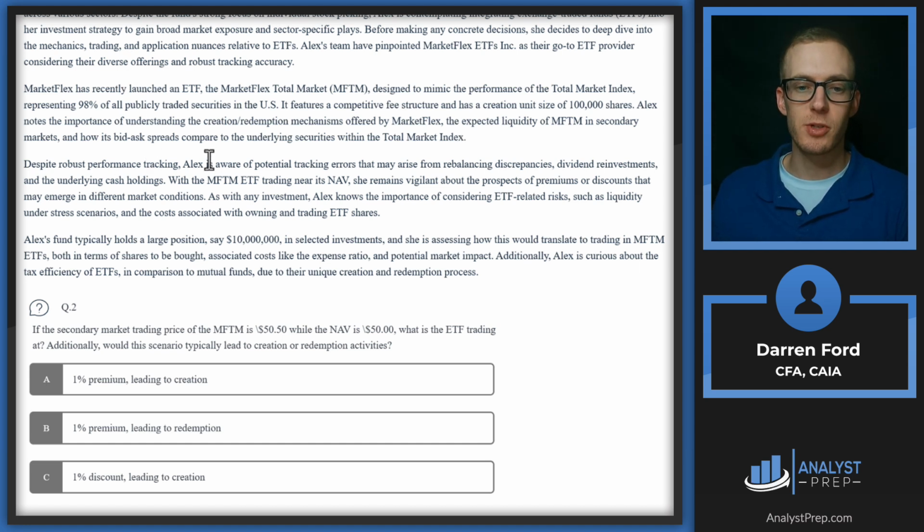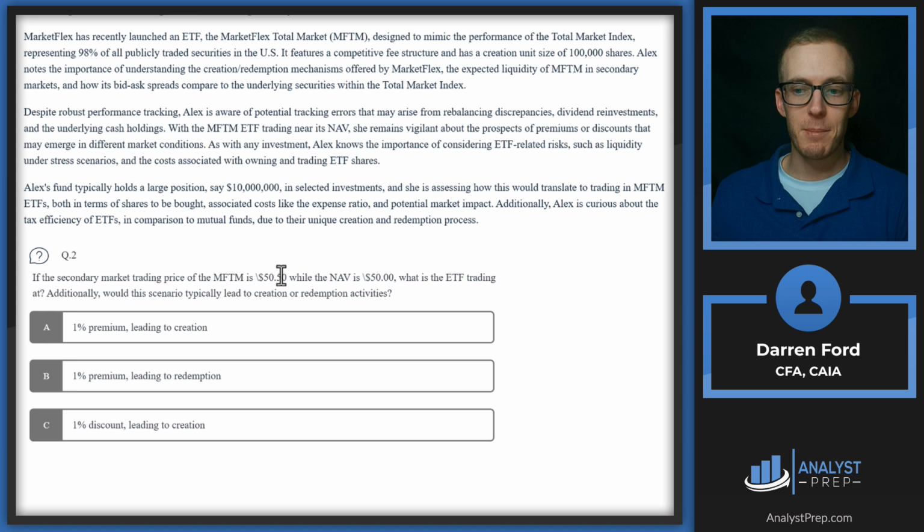Despite robust performance tracking, Alex is aware of potential tracking errors that may arise from rebalancing discrepancies, dividend reinvestments, and underlying cash holdings. With the ETF trading near its NAV, she remains vigilant about the prospects of premiums or discounts that may emerge in different market scenarios. So that's kind of what we're looking at here. We're wanting to know whether we're trading at a market premium or a discount.